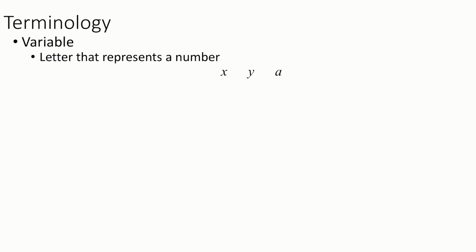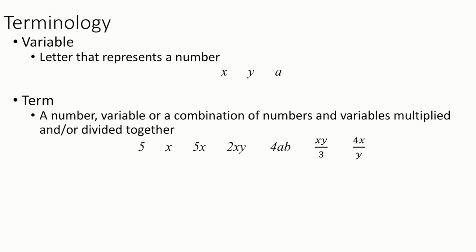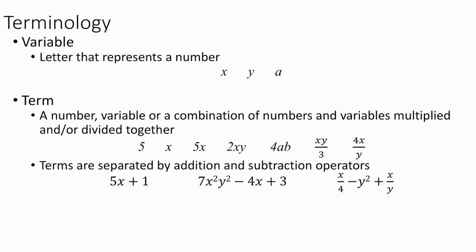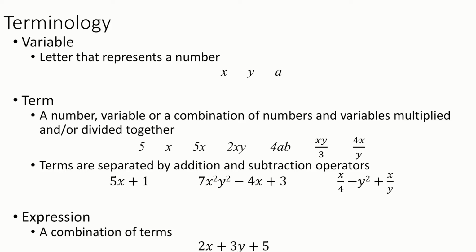A variable is just any letter that is representing an unknown number. Typically, there's x's, y's, a's, anything from the alphabet. A term is a combination of numbers and variables that can be multiplied and/or divided together. Importantly, what separates a term is a plus or minus sign. So once you start seeing addition and subtraction in an equation, you start seeing multiple terms. And overall, these combinations of terms are referred to as an expression.